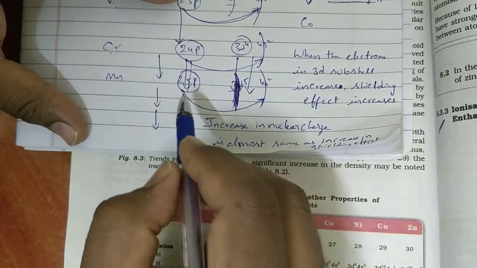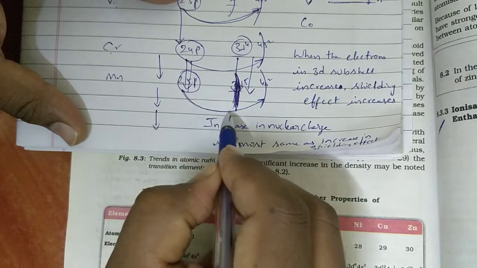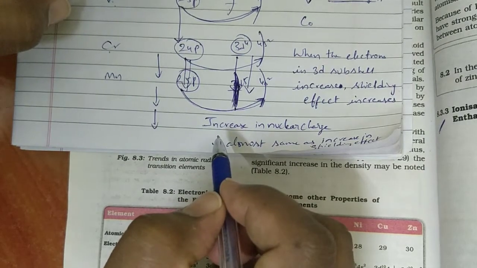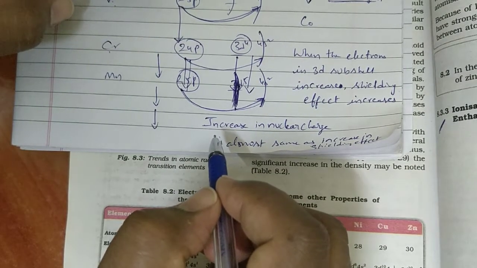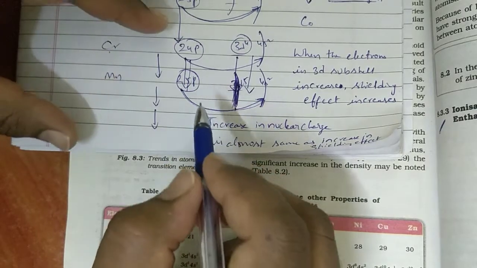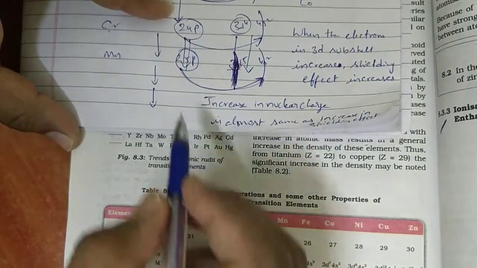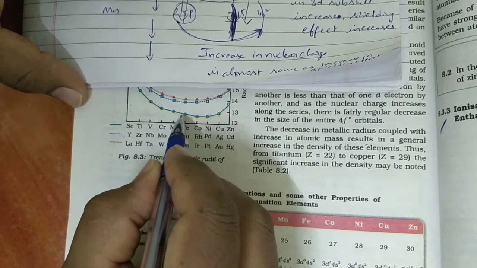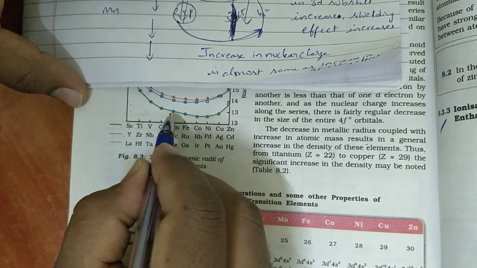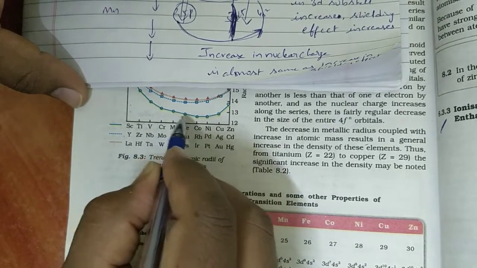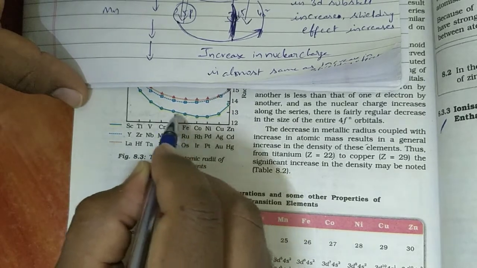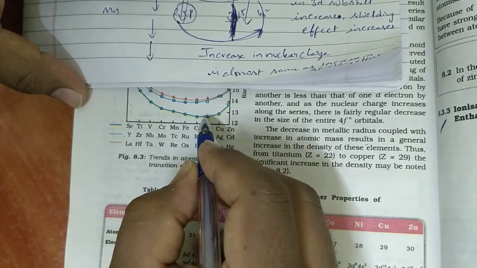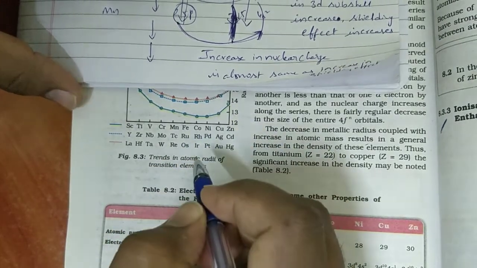As they are in the same ratio, this one is not able to hold the 4s electrons very effectively. Because of that, there is only a slight decrease in size. That's why from chromium to manganese, manganese to iron, iron to cobalt, the decrease is slight. Almost they are similar. Next, from cobalt to nickel, nickel to copper, copper to zinc, what is going to happen?